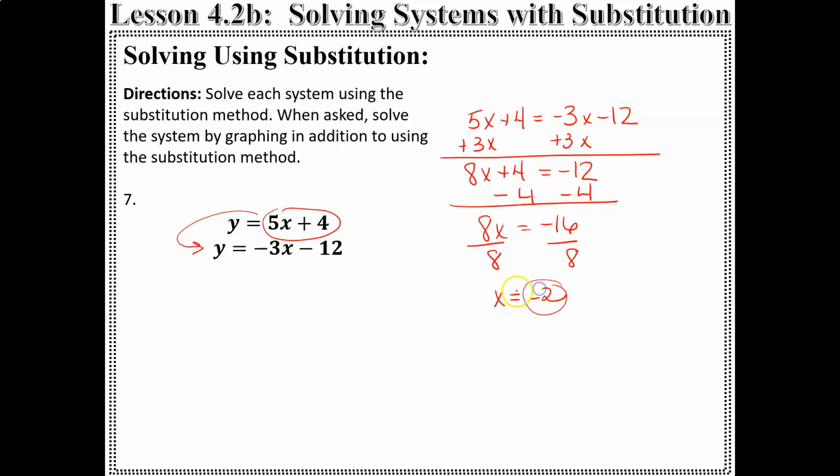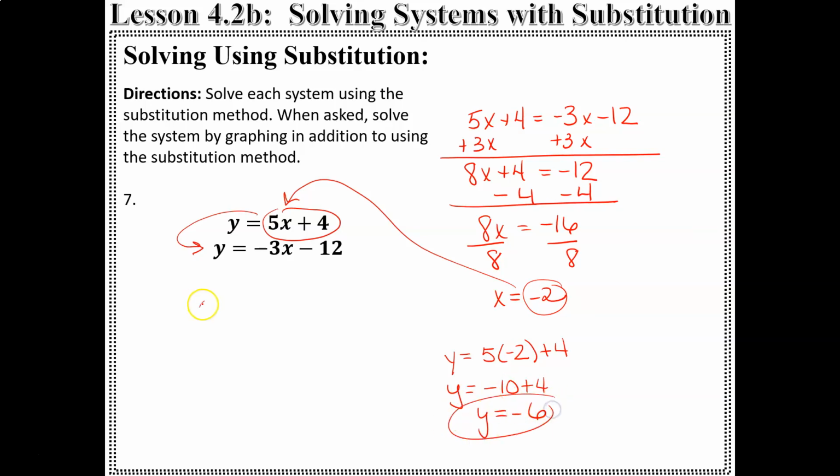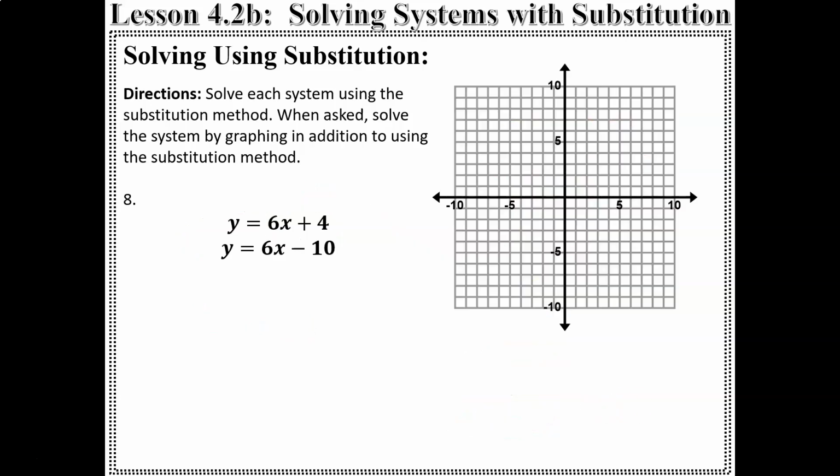Now I'm going to take that negative 2 and plug it in here for x. So I have y equals 5 times negative 2 plus 4. So I have y equals negative 10 plus 4. Y is negative 6. Remember to put your answers together into an ordered pair. And this would be the place that the two lines intersected if you graphed them. All right.